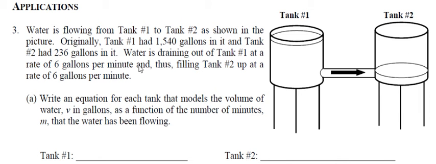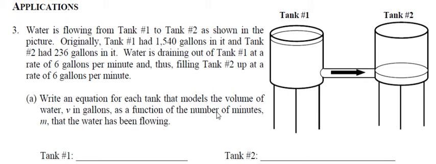at a rate of 6 gallons per minute, and thus filling up tank 2 at a rate of 6 gallons per minute. Write an equation for each tank that models the volume of water in gallons as a function of the number of minutes, M, that the water has been flowing. So our variables are M for minutes and V for volume in gallons.